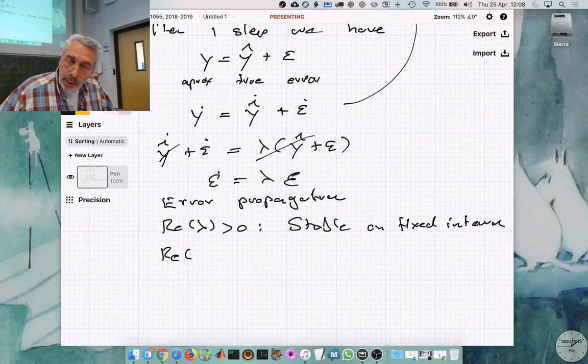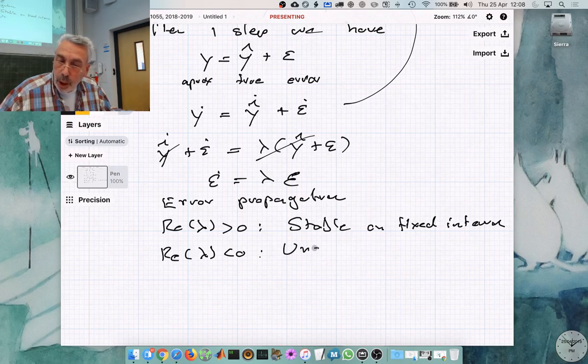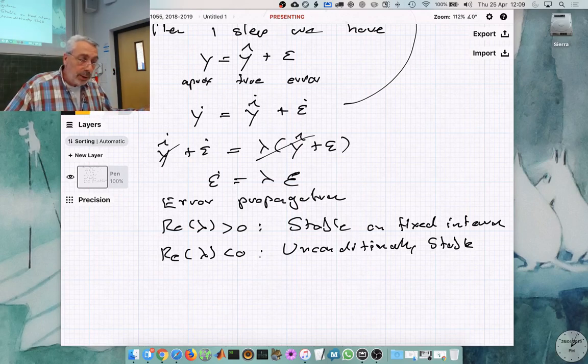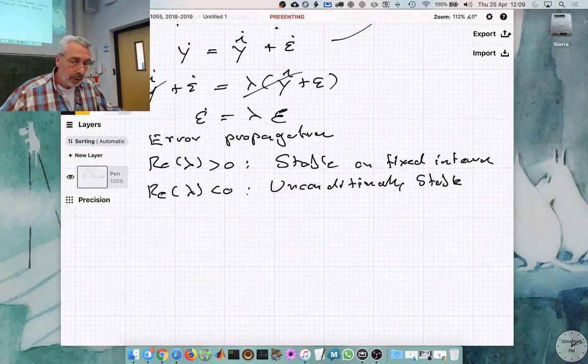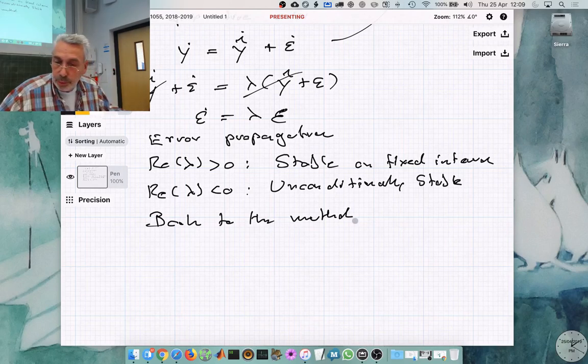Now, in the case that the real part is less than 0, we say, well, then the system is unconditionally stable. And then the big question is, does that also hold for the method we apply? So the next step is we take a method. So back to the method. And for Pete's sake, let's just start with Euler.